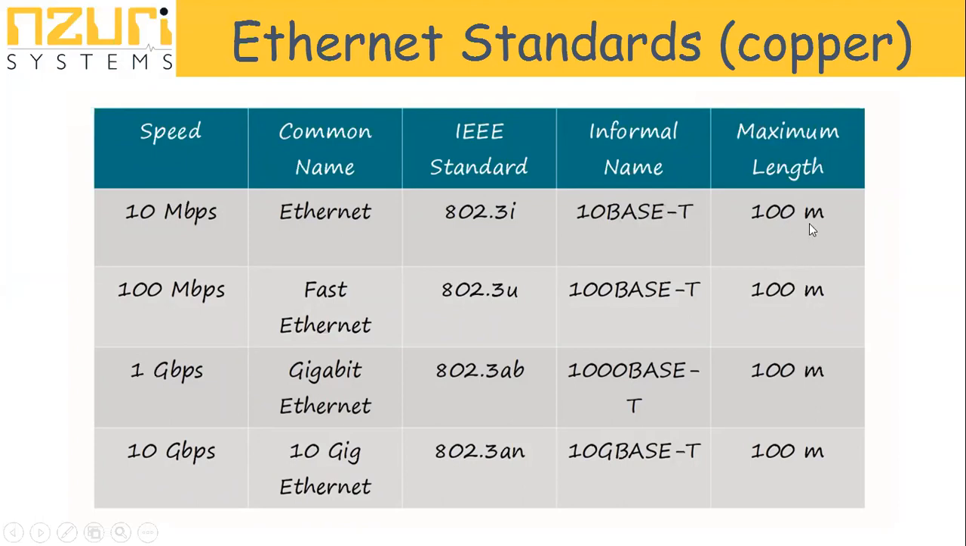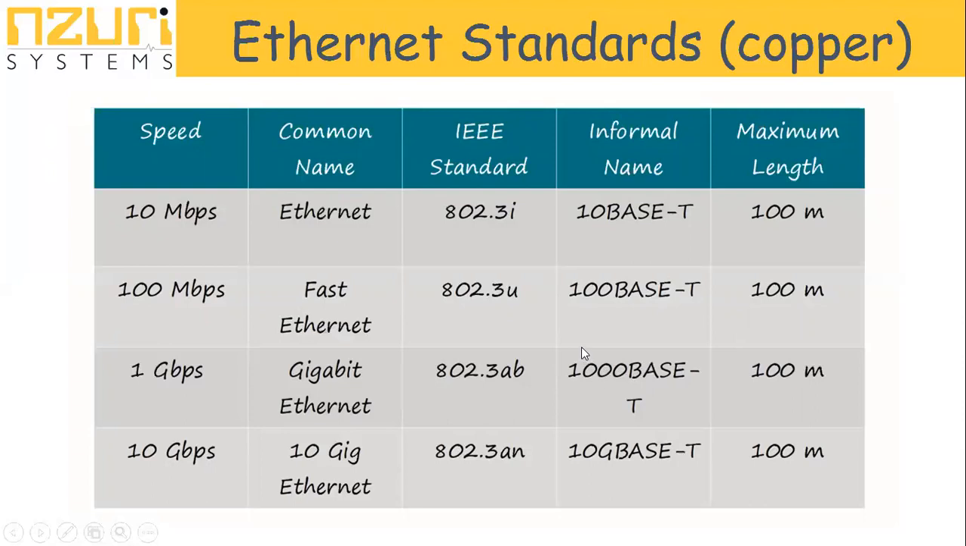100 meters. Now, the next standard in that particular group is Fast Ethernet, which runs at 100 megabits per second. And the IEEE standard name is 802.3u. The informal name is 100BASE-T, and it's also 100 meters.